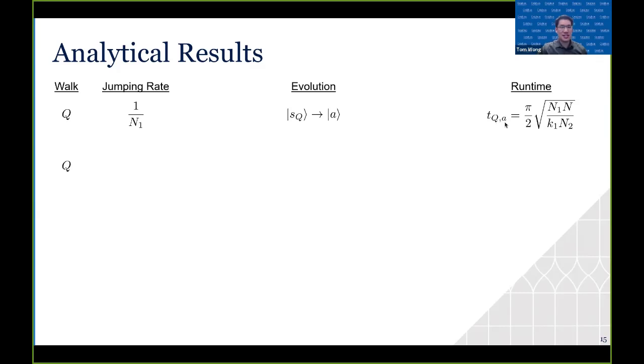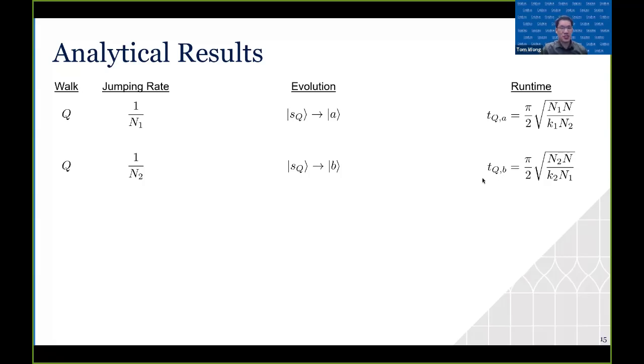With the signless Laplacian, we have the other critical jumping rate, which is 1 over n2. And then the principal eigenvector of the signless Laplacian will evolve to the marked vertices in the right set, which we're calling B. The time that takes is given by this, which is the same thing just by symmetry. If you swap n1 and n2 and k1 and k2, you get this result. And we'll call that TQB.